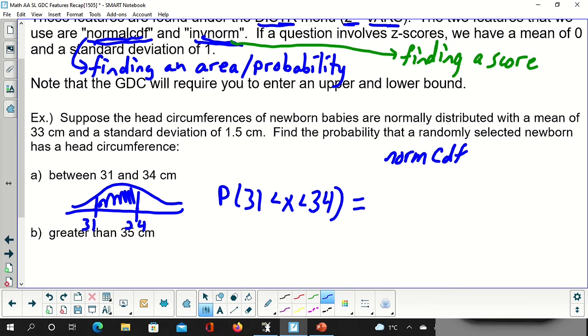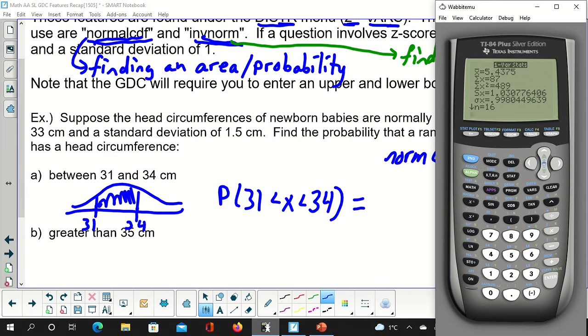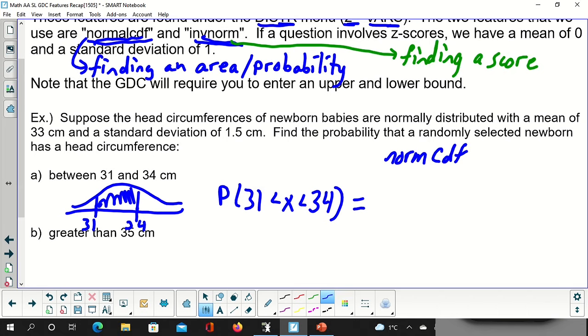Now, you can also do this with the shade norm function, but personally, I don't really want to be messing around with window settings. So I'm going to go second vars, and I use normal CDF. And it's going to ask me, what's the lower bound? Well, it's 31 for us. What's the upper bound? It's 34. What is the mean? It's 33. And what is the standard deviation? It's 1.5. And now I just paste and hit enter. And it works it all out for me. 0.656.